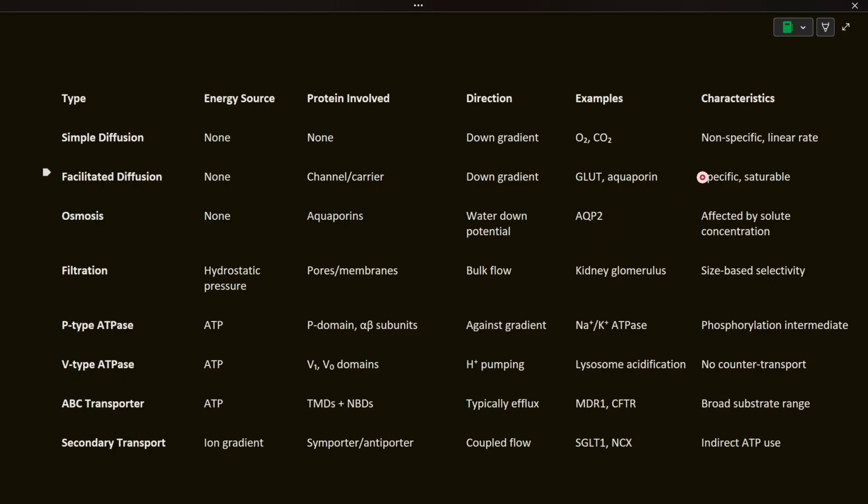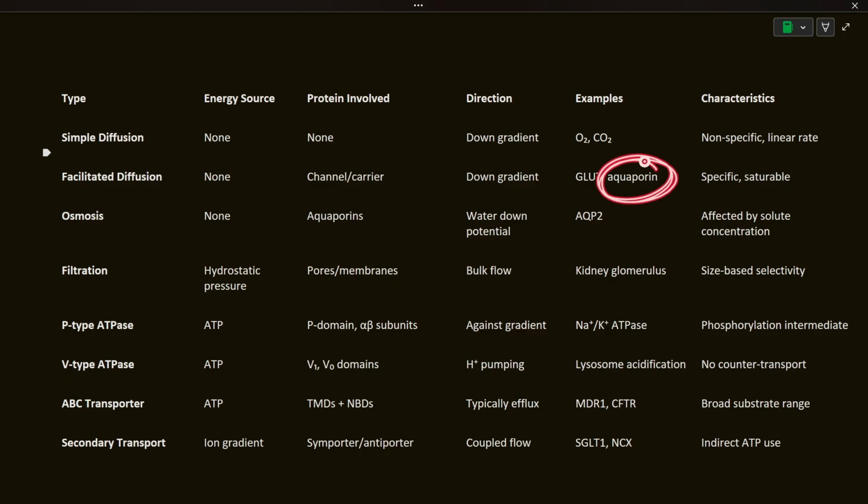Simple diffusion is non-specific, meaning any type of molecule can move depending on the concentration gradient. But facilitated diffusion is specific. Why? Because proteins are involved. The proteins that facilitate the movement of the solute molecule are specific, for example, aquaporins.